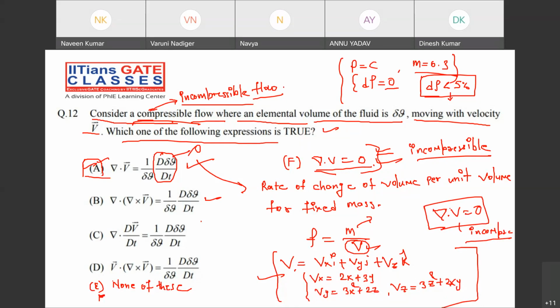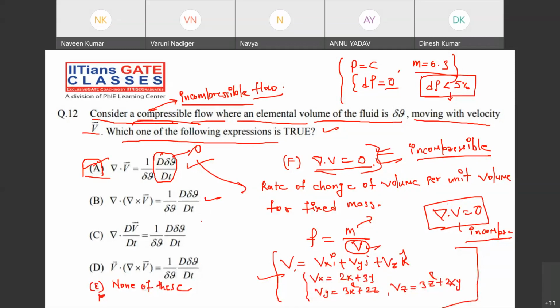Based on this, some questions came into GATE. This question actually came directly: del dot V is equal to 0, what is the condition for incompressibility? Or instead it can be asked like, the velocity vector field is this, give me the del dot V, and is it a compressible or incompressible flow? Directly, what you have to do is find the divergence of velocity. That's it. Right?